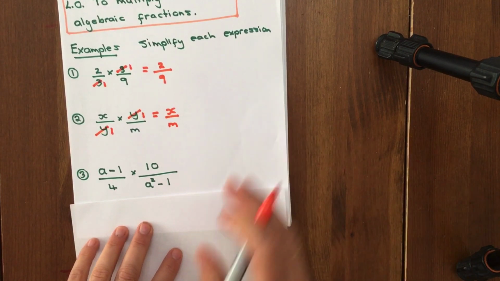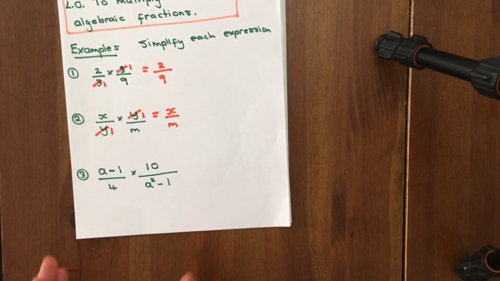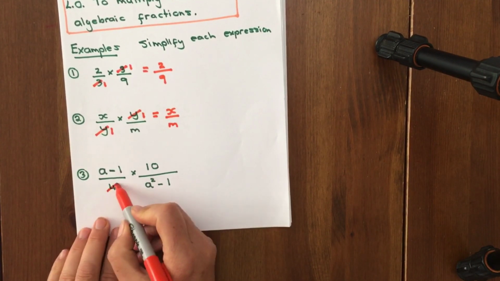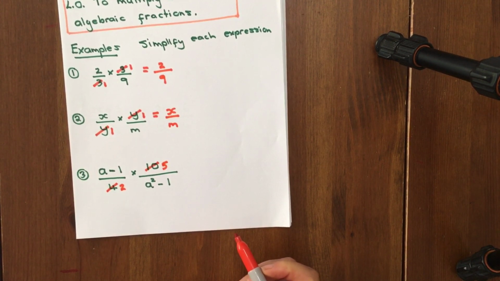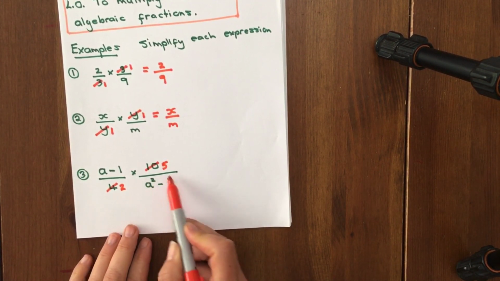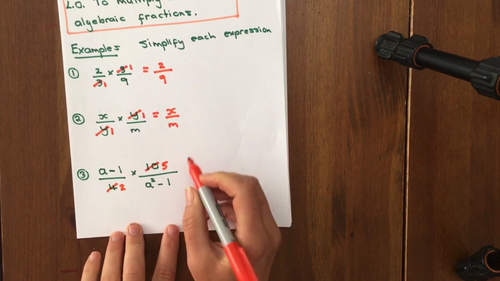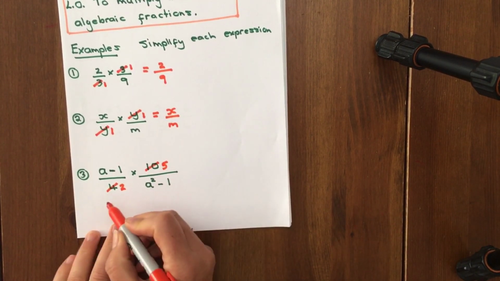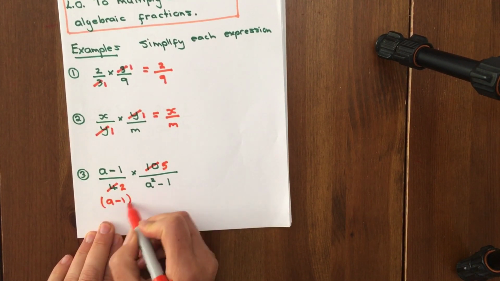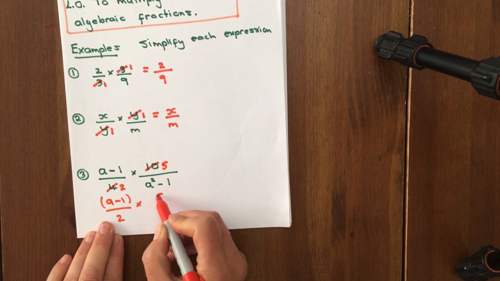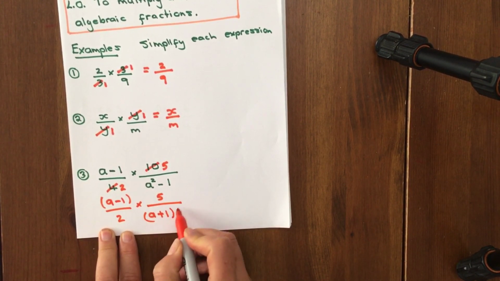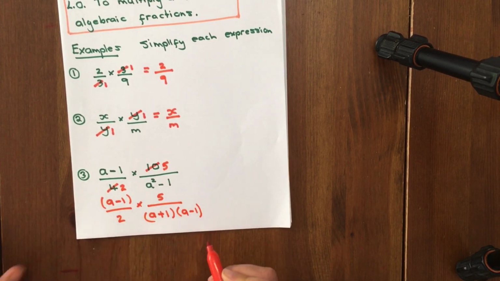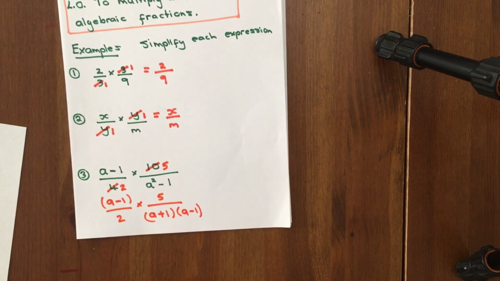And question 3, okay, so noticing at the moment, well, I can cancel 2 into 4, I can cancel 2 into 10, divide top and bottom by 2. I notice this is a difference of 2 squares on the denominator here. So if I change this now, I'm going to write underneath a minus 1, I'm going to put that in brackets, over 2 times 5 over, well, it's the difference of 2 squares, so a plus 1 times a minus 1. So now I can cancel on the top and on the bottom, a minus 1.